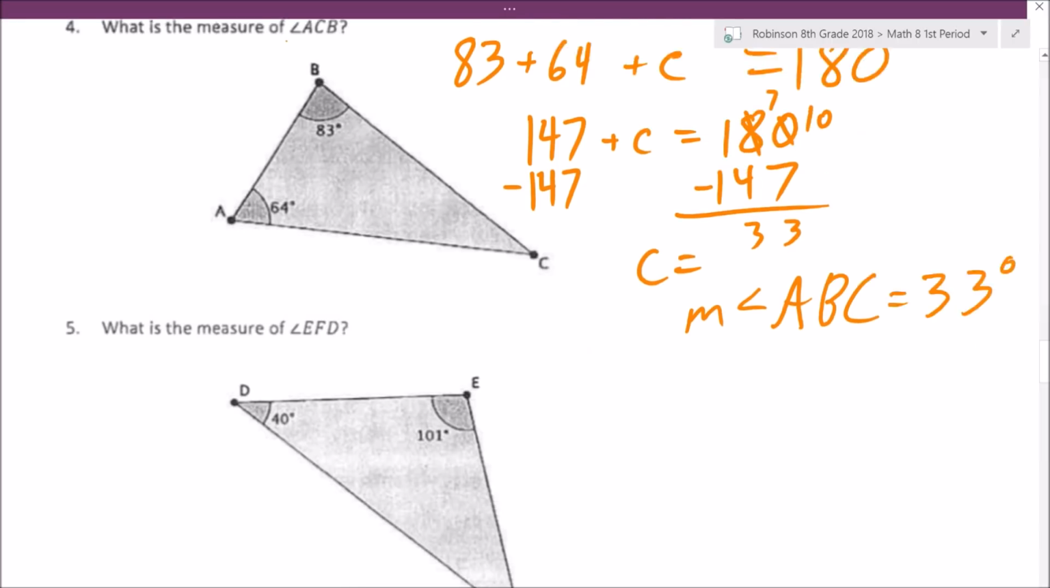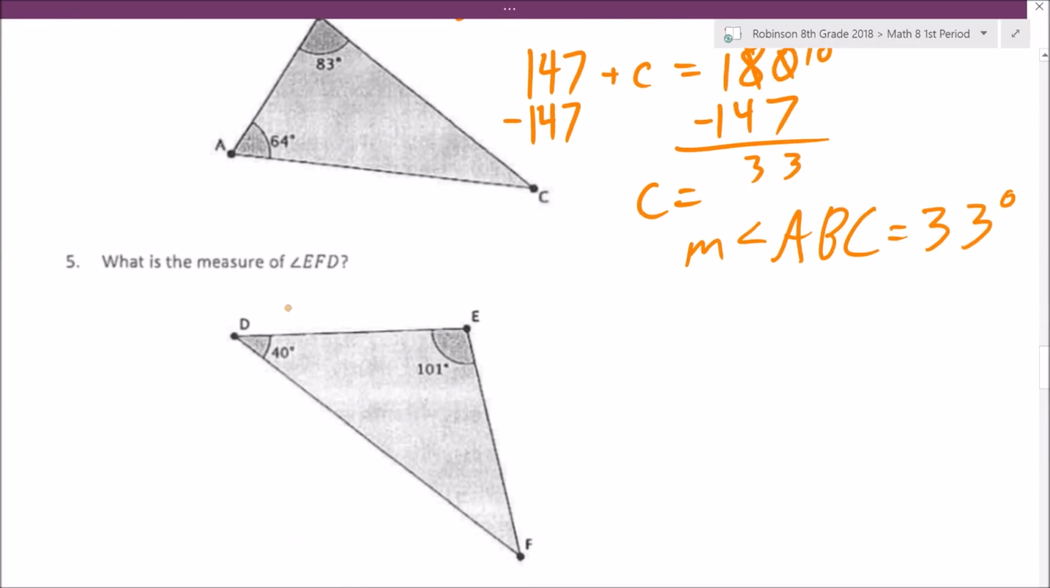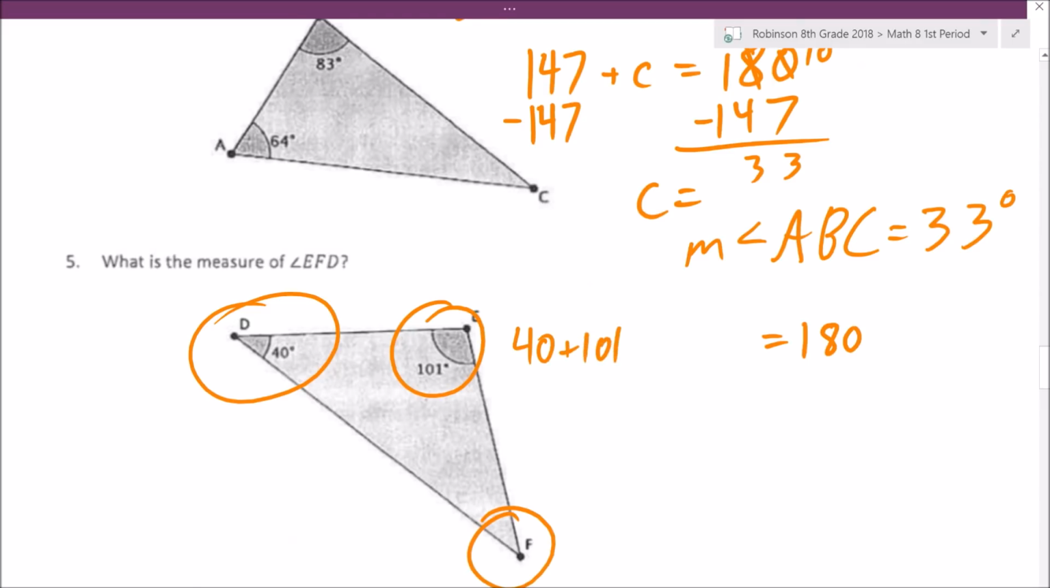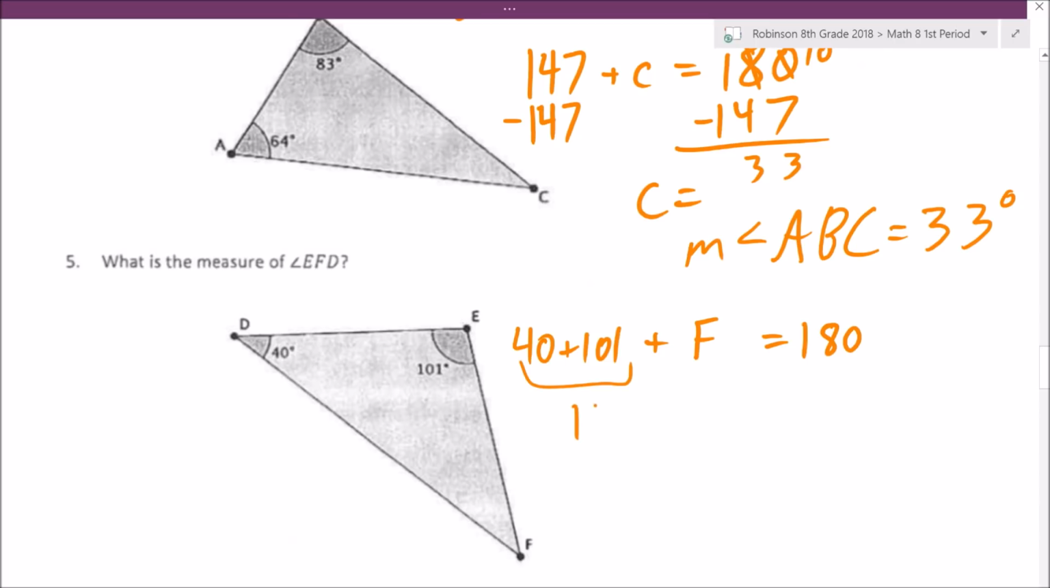I'm going to keep going through these. Next one, I have angle EFD. So it's this one down here. I look for the middle letter. That's the corner of my angle. So I want to know what it is. I know it's going to equal 180 when I add all three together. So I have 40 plus 101 plus my unknown angle, which I'll call F because that's the corner, equals 180. I put these two together. 141 plus F equals 180.